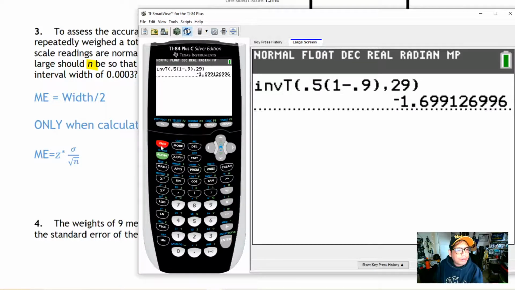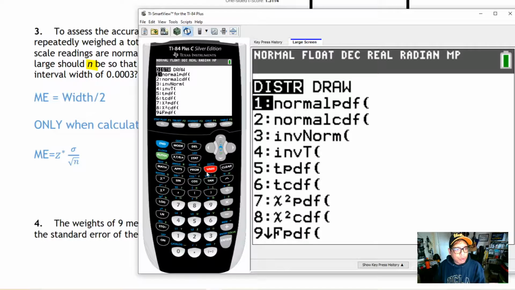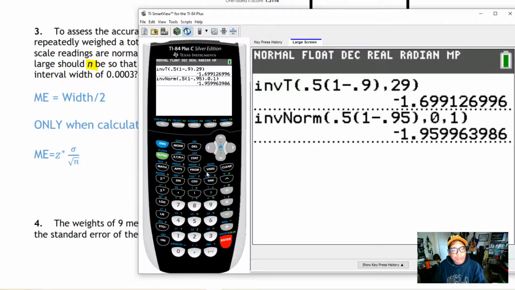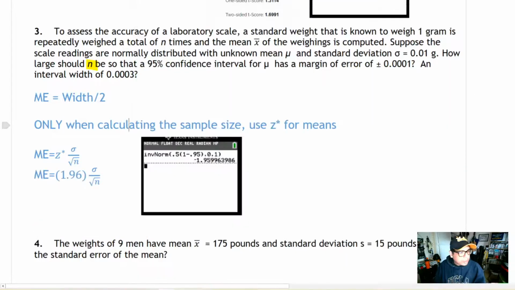So we're going to do something very similar, except we're going to use inverse normal. Our area is 1/2 of 1 minus our confidence level. And we're going to keep mu 0 and sigma 1, and we're going to paste that to get our Z star. So 1.96. Of course, 1.96 is one of those values that most people will memorize. So we'll just substitute that 1.96 into our formula.